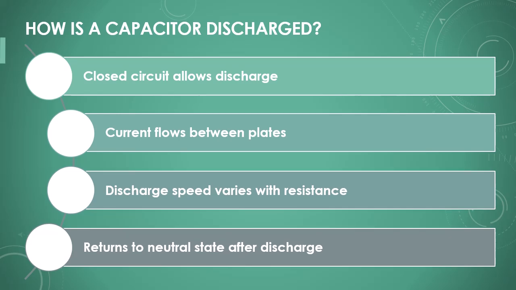A capacitor discharges when a closed circuit is present. The stored current flows from one plate to the other. The discharge can happen quickly or slowly, depending on the resistance in the circuit. After discharging, the capacitor returns to a neutral state.